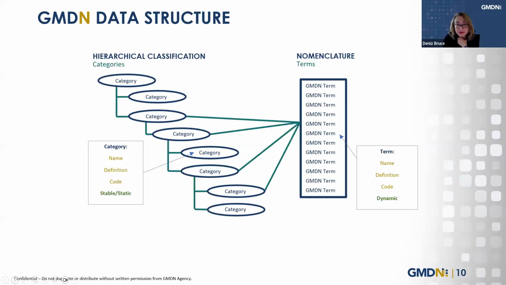As we say, the nomenclature comes in two structures. On the right-hand side, the flat listing nomenclature, with term names, definitions, and codes, which define a group of devices in detail. And on the left-hand side, you can see the hierarchical classification, where every category has a name, definition, and code. The nomenclature terms on the right-hand side are dynamic, to keep up with innovation in the medical device industry. As you can imagine, the categories are more stable, more static.